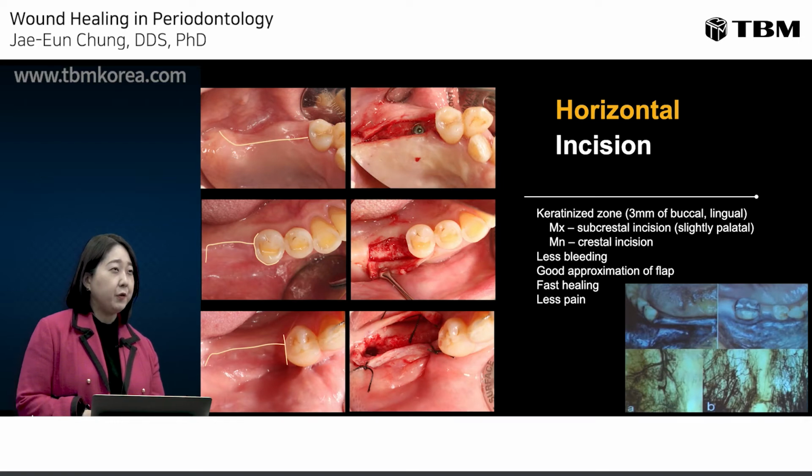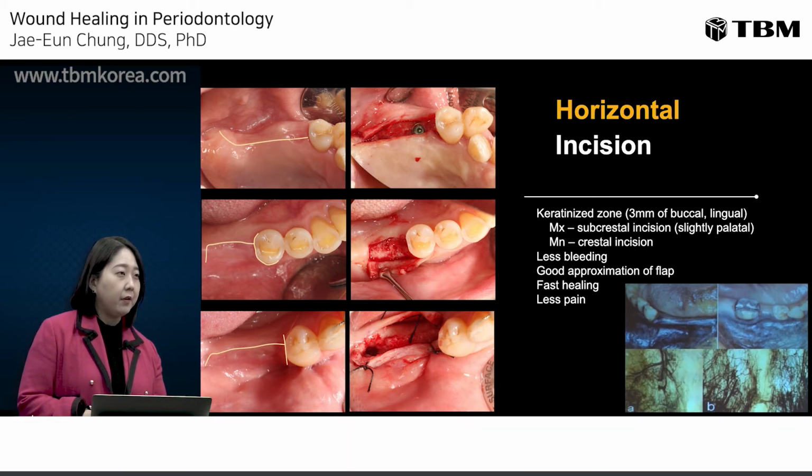Horizontal incision should be made in keratinized gingiva because of less bleeding, fast healing, and less pain. Usually in maxillary area, slightly palatally positioned horizontal incision is favorable in the first picture of this slide. And this palatally positioned incision line can be a reference line for an implant position, and the operator doesn't need to retract the thick palatal flap to get enough visibility.